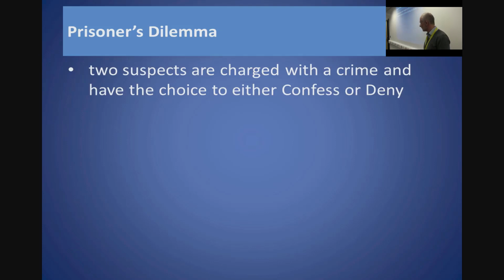So, how do they do that? How do they elicit that confession from the prisoners? Well, the way that they do it is they bring them in and they take them to separate interview rooms. And they speak to them and they explain to them the consequences of their actions. So these suspects can do one of two things. They can either confess that they committed the crime, or they can completely deny involvement.